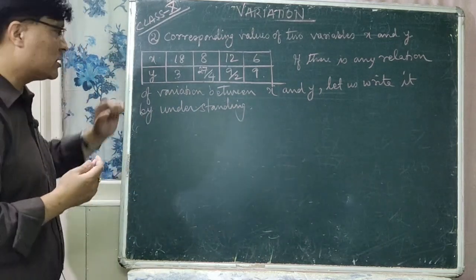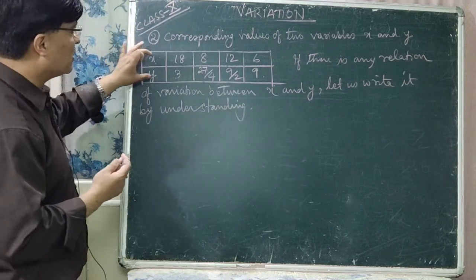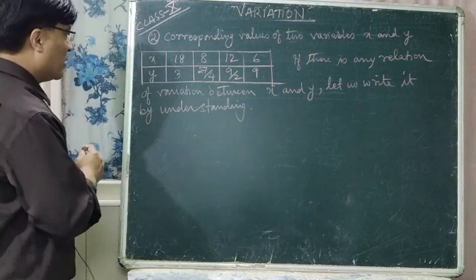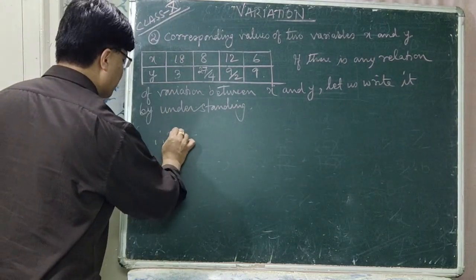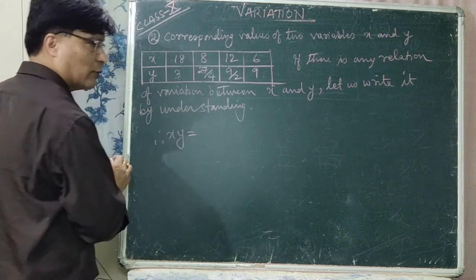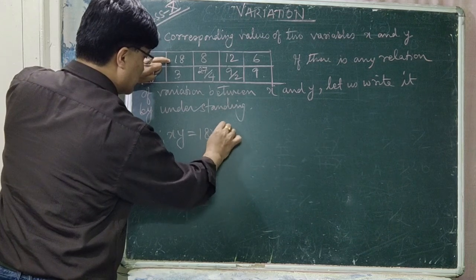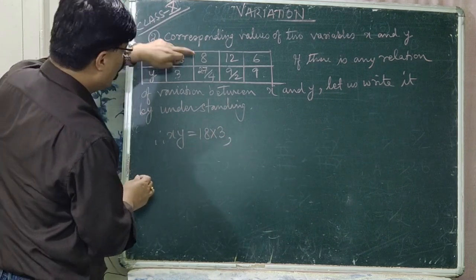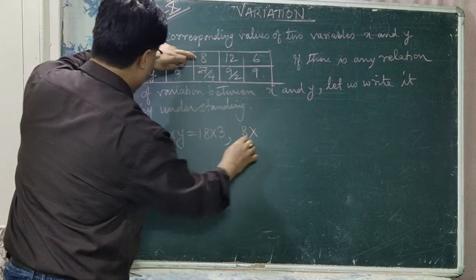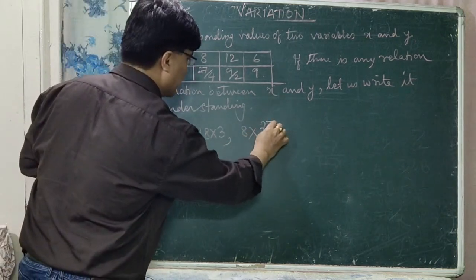Okay? So let us do the solution now. So here the given table is this one, right? So what we will do here is, let us find out x into y is equal to. So what is the value for x here? 18. When x is equal to 18, y is equal to 3. When x is equal to 8, what is the value for y? y is equal to 27 by 4.